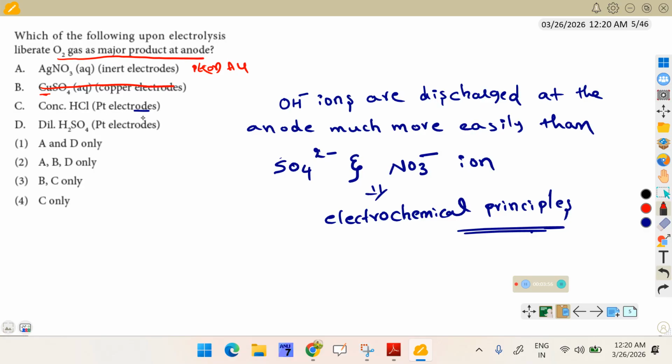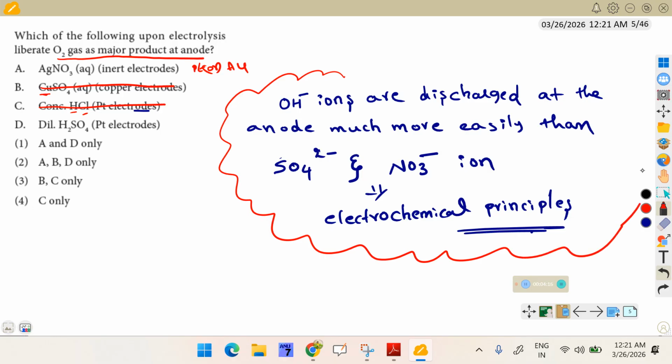Concentrated HCl with platinum electrode liberates H2 gas and Cl2 gas. This is also ruled out. Remaining are AgNO3 and H2SO4. According to electrochemical principles, OH minus ions are discharged at the anode much more easily than SO4 2 minus and NO3 minus ions.